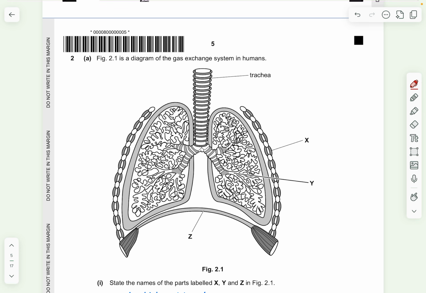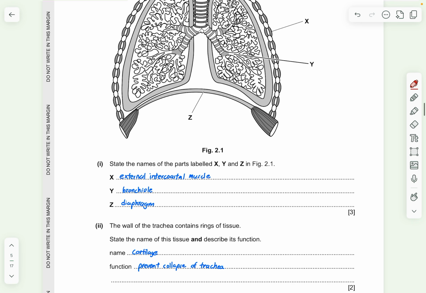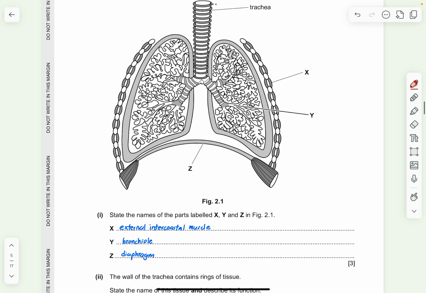Question 2a. Figure 2.1 is a diagram of a gas exchange system in humans. So again, it's a very familiar diagram from the past year papers. So I expect that you must be able to label all of the parts of the lungs, which have been stated in the syllabus, okay? So part 1, state the names of the parts labelled X, Y, and Z in figure 2.1. What you can see is that X is pointing to the outside, not the inside. So that is the external intercostal muscle.